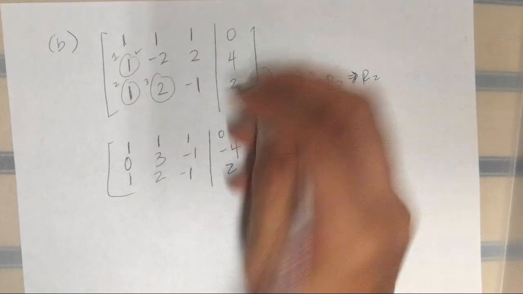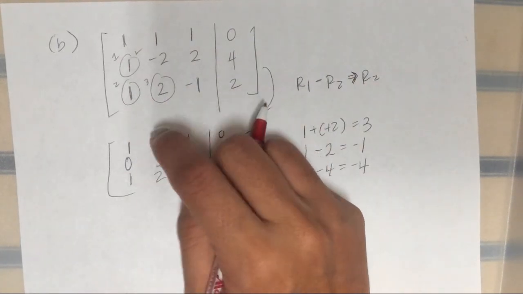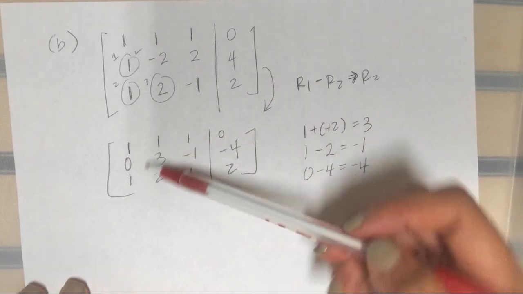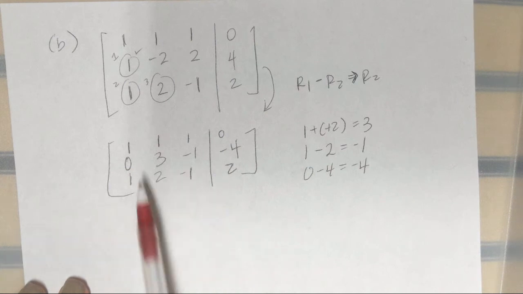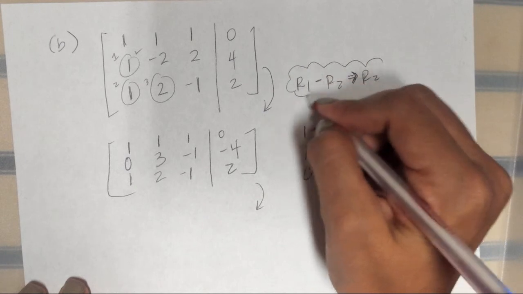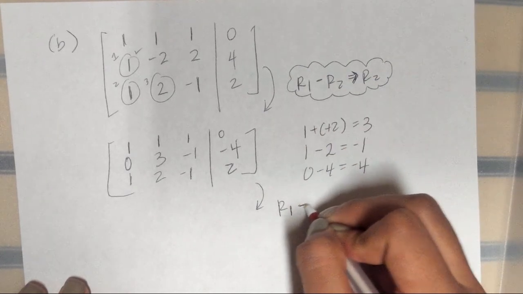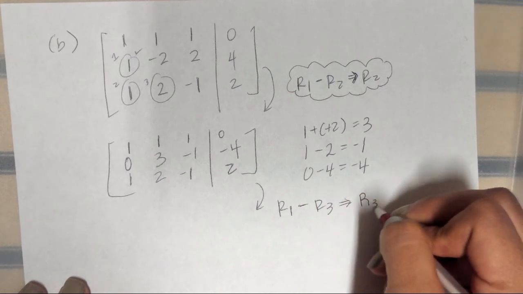This one's checked off. Now I need to make this guy a 0. So what I'm going to do is do the exact same thing. Do row 1, but instead of subtracting row 2, I'm now going to subtract row 3 to get row 3 into a 0. So this is my first equation. So now I'm going to do row 1 again, but subtract row 3, and then I'm going to rewrite it in row 3.